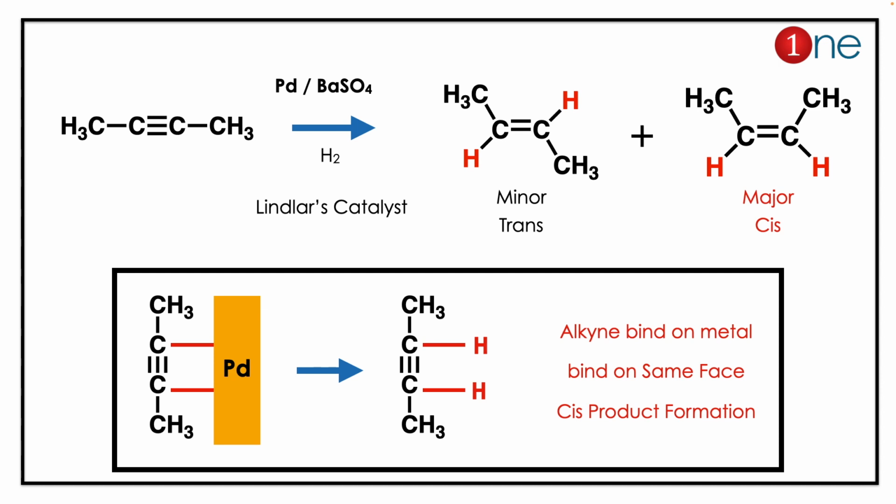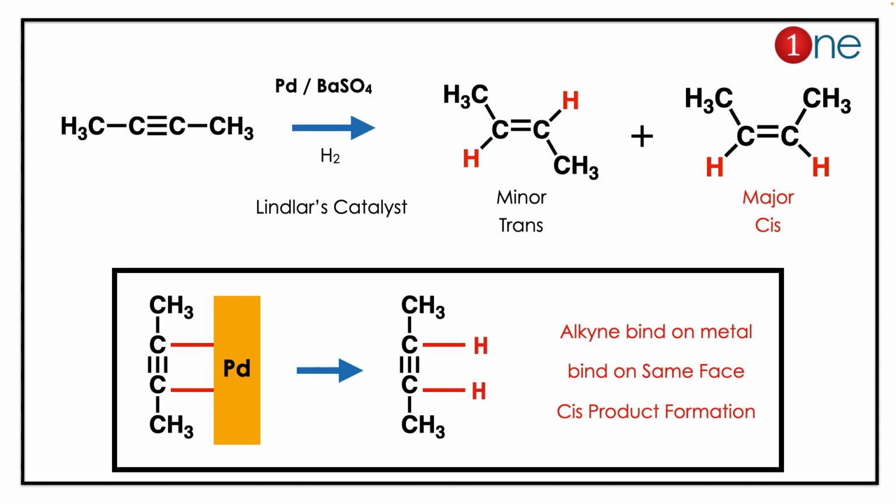Here cis is the major product. The reason is given below in the box. Here you are using the metal and reacting with the alkyne. The metal attaches to the triple bond through adsorption on the same face. Because the alkyne has a triple bond, it has to bind symmetrically to create the interaction.